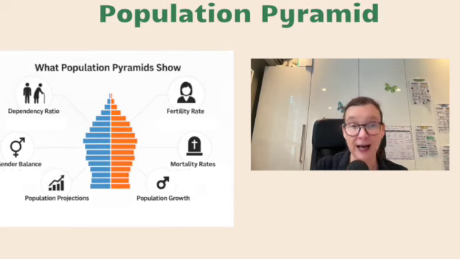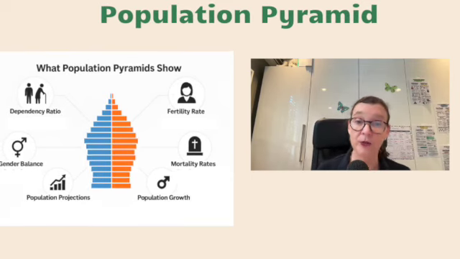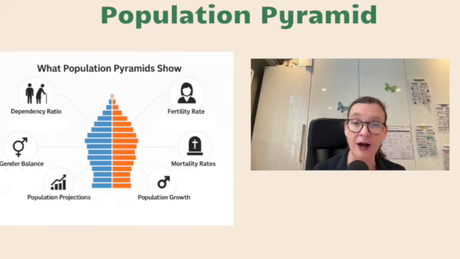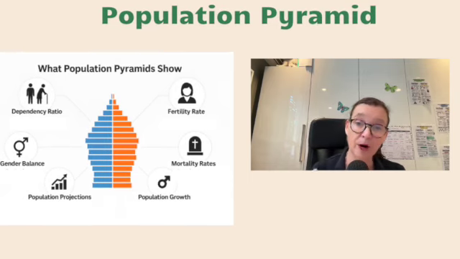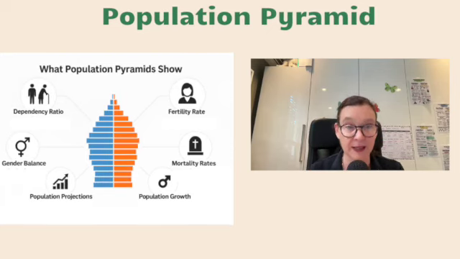We also look at mortality rates. By comparing the sizes of older age groups, we can see survival patterns and how long people are living. If upper bars are short, that suggests high mortality or shorter life expectancies.